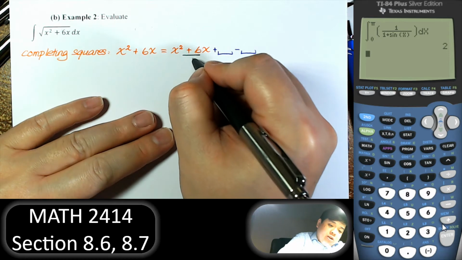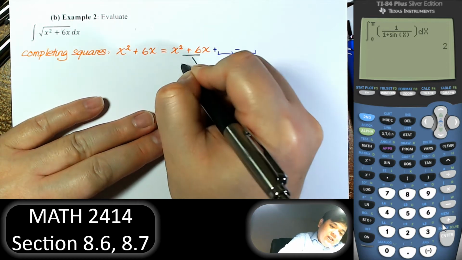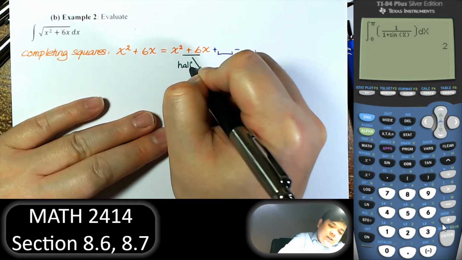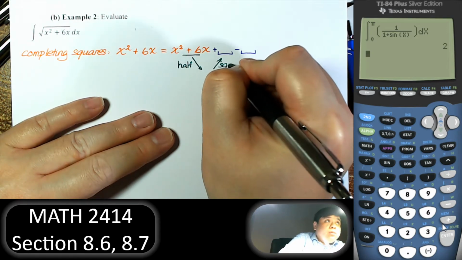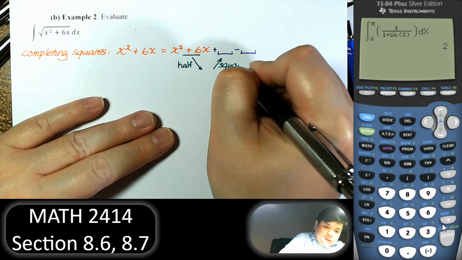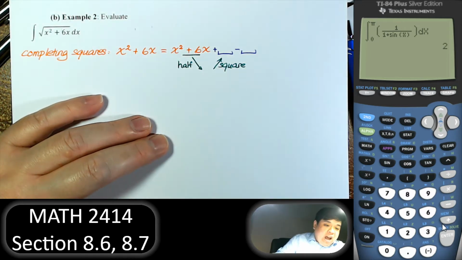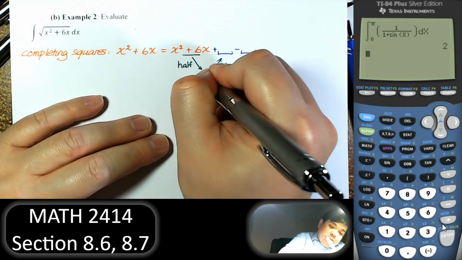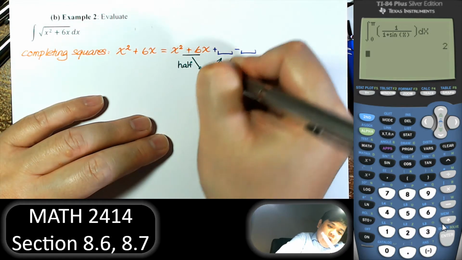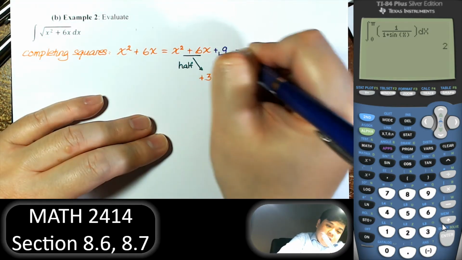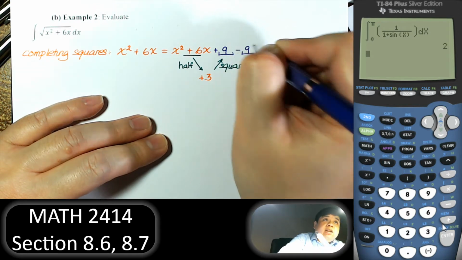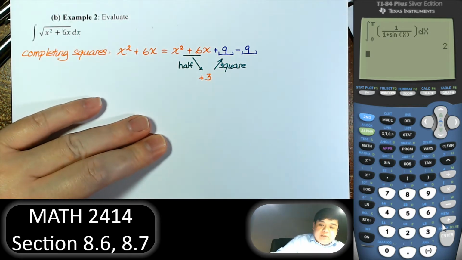Take half of the middle coefficient, and then we're going to square. So half of 6 is plus 3. The square of that is 9. So if you just add 9 to it, you have to subtract 9 back to keep things balanced.